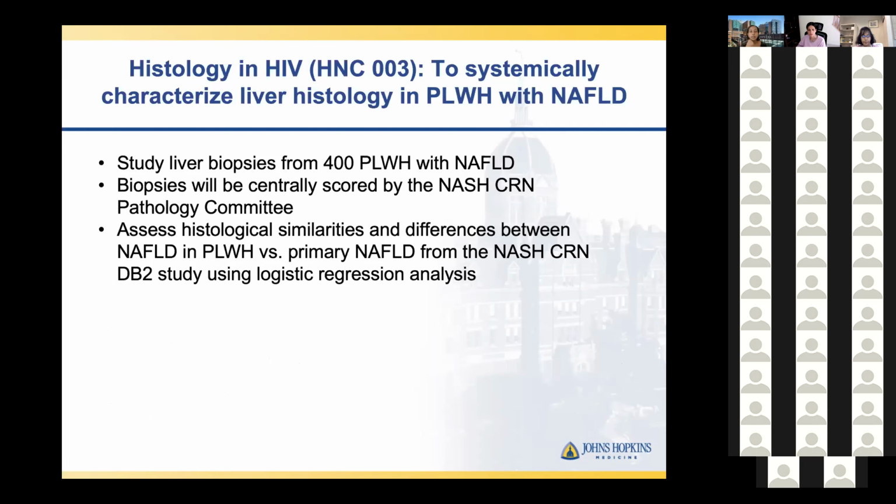Our third study, this is actually ongoing, where we're studying liver biopsies from 400 people living with HIV with NAFLD, and this is involving our NASH CRN pathology committee, reviewing the biopsies, scoring them centrally, and assessing the similarities and differences between this population and the general population in terms of liver biopsy histological features that differ between the 2 populations.